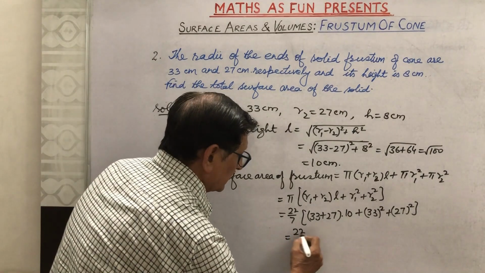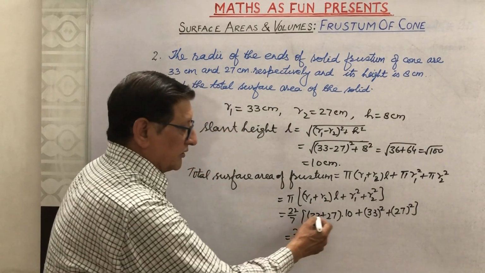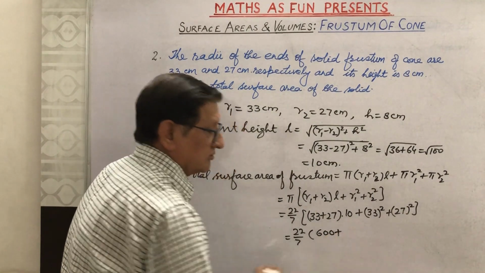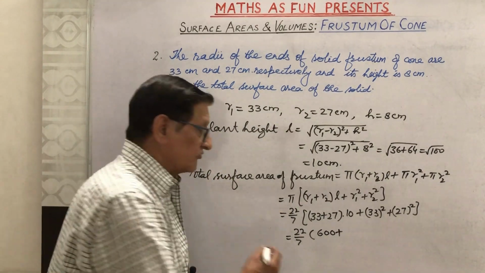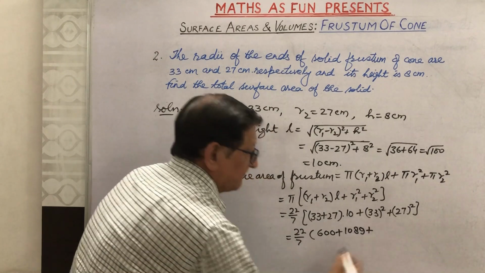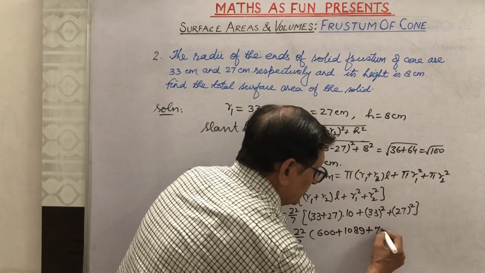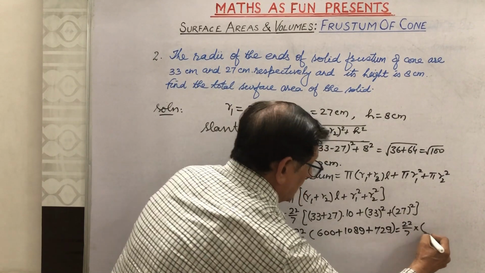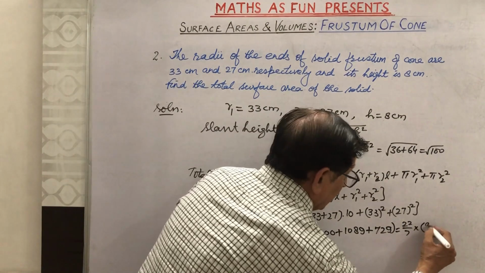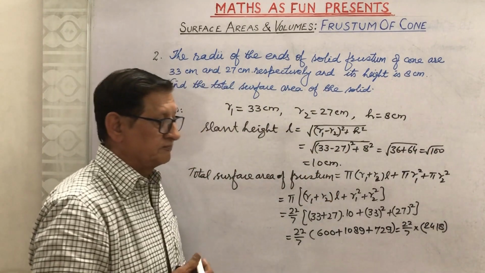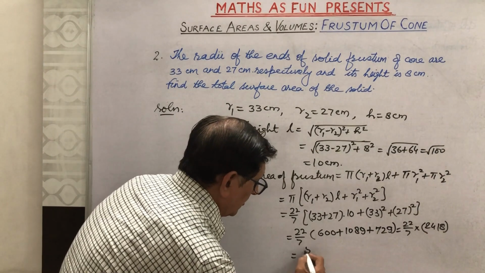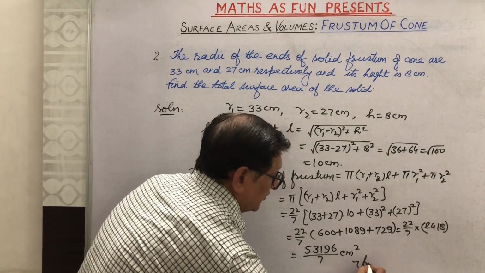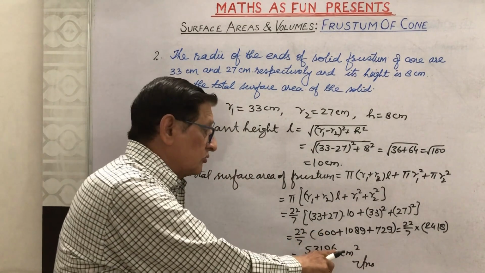Simplifying this, we get 22 by 7 into 33 plus 27 is 60 into 10, that is 600. Square of 33, that is 1089, plus square of 27, that is 729. Is it 22 by 7 into, when we add them all, 2418. This is equal to 53196 upon 7 centimeter square. So we could find out the total surface area here.